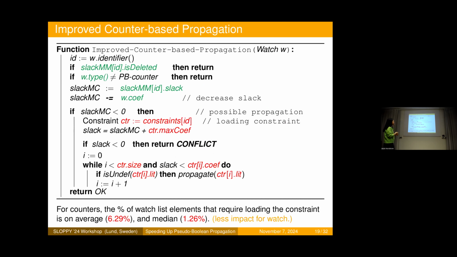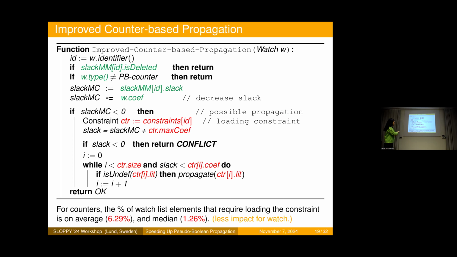So after this change, we can see that the green information now comes from the watch list, and only if, after decreasing this slack, this value is negative, there is possible propagation. Then we start to load the constraint, and here we can get the precise slack. Then we check conflict or propagation.